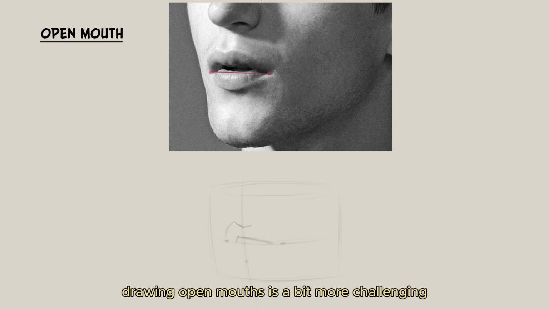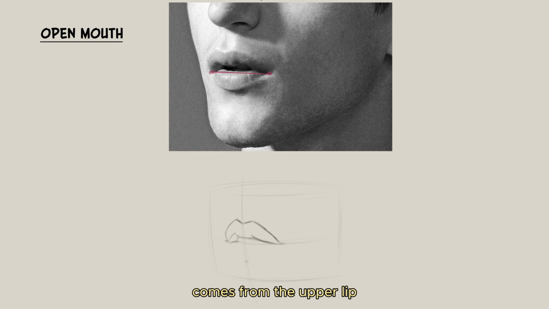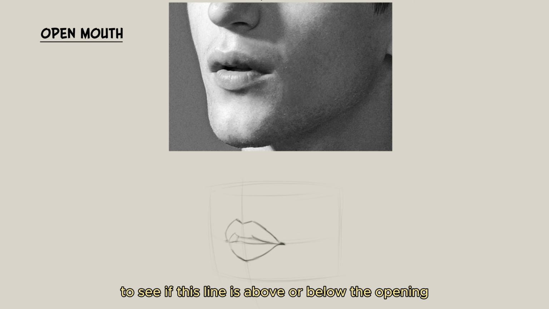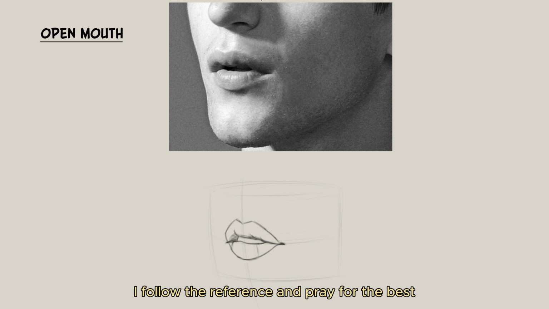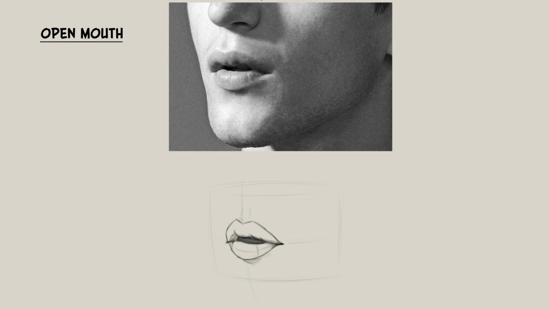Drawing open mouths is a bit more challenging. First, I see whether the opening of the mouth comes from the upper lip or the bottom lip. So I draw a line from corner to corner to see if this line is above or below the opening. There's going to be little to no change to the lip that is not doing the opening. For the other one, I follow the reference and pray for the best. As for the shape of the opening, it goes from a square shape on the front view to a more triangular shape on the profile.